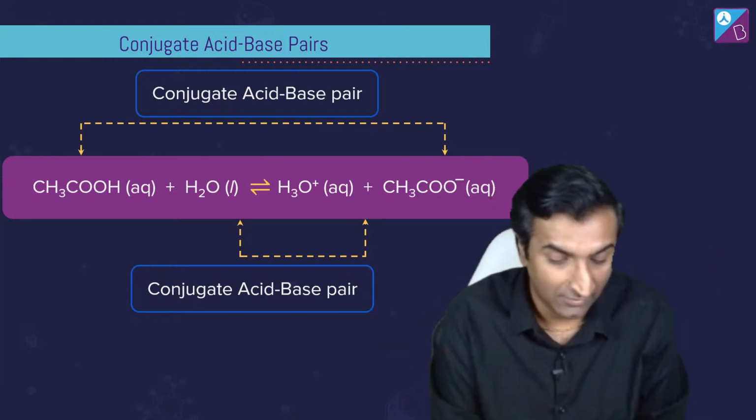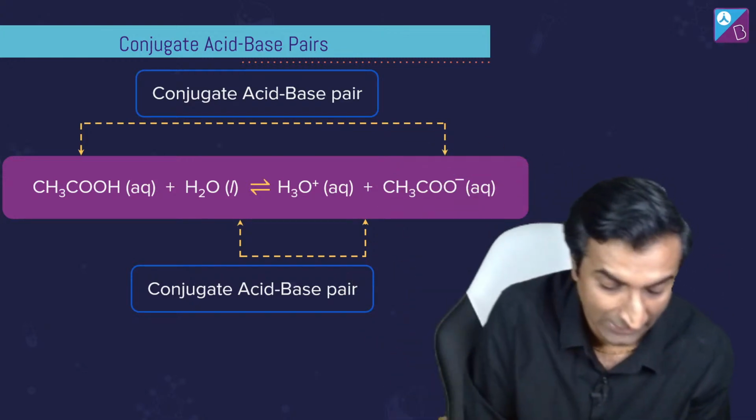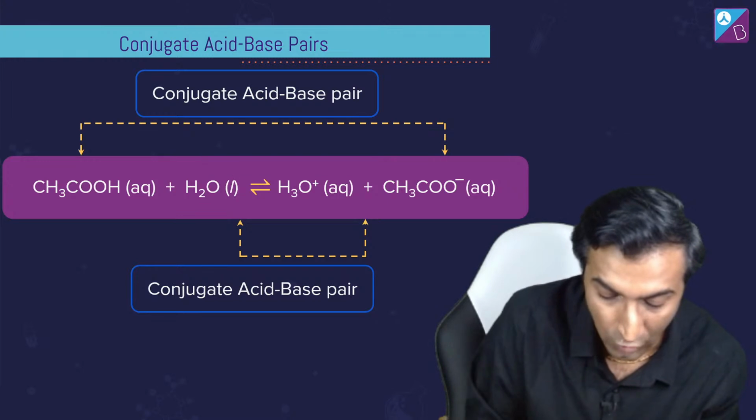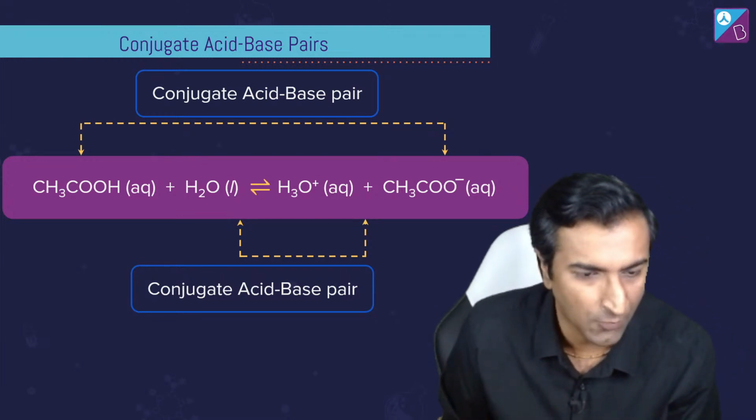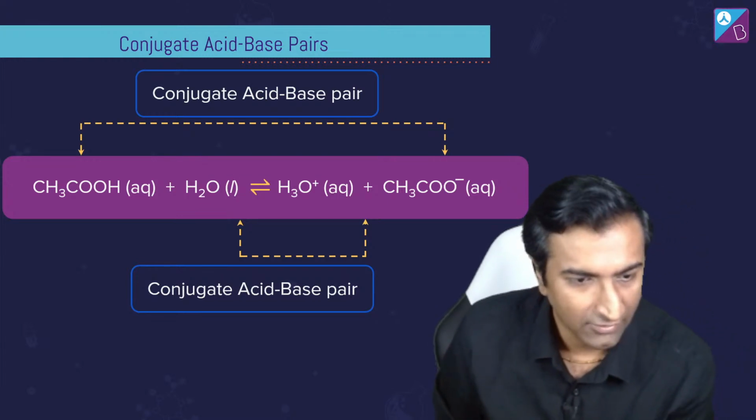अब to summarize everything, देखो, अगर मैं एक और दूसरा reaction लेता हूँ, CH3COH plus water giving you H3O plus and CH3CO minus.